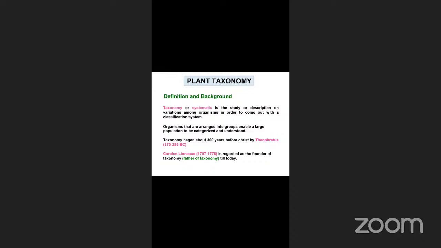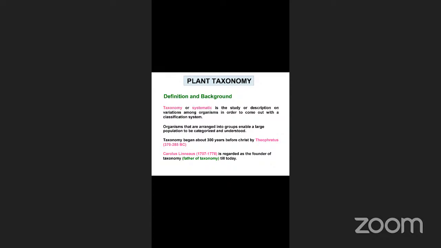And today our topic is plant taxonomy. Plant taxonomy is today's first topic. Plant taxonomy is a very good topic. Taxonomy means systematic arrangement of plants or animals.